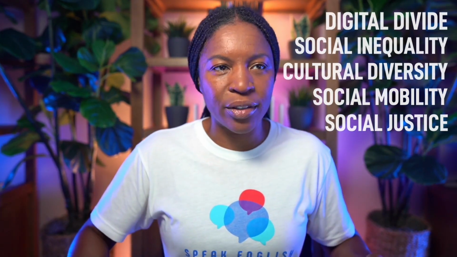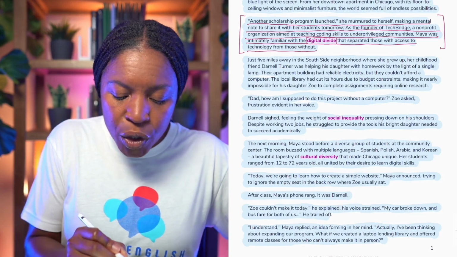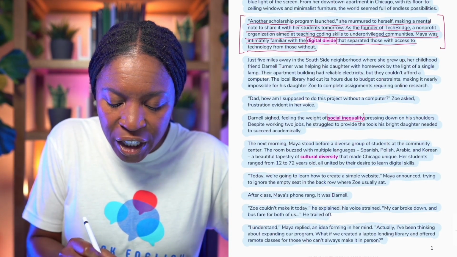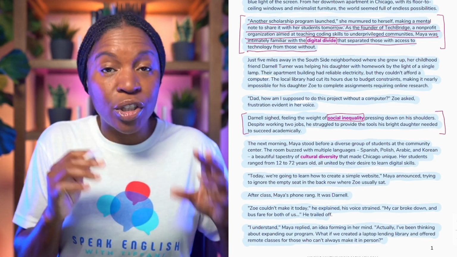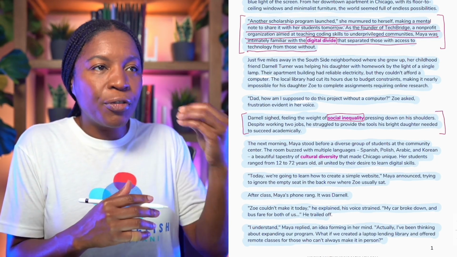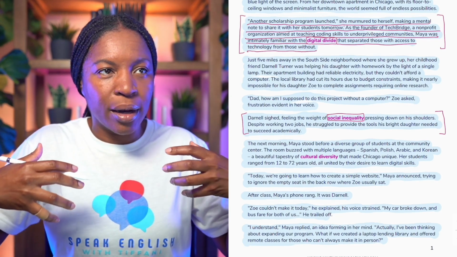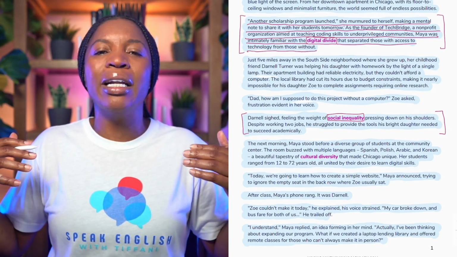Our second term is social inequality. Again, social inequality. Now, when we were listening to the story, we also heard this term towards the beginning. It was used when we were speaking about Darnell. Darnell sighed, feeling the weight of social inequality pressing down on his shoulders. So now the question is, what does social inequality actually mean?